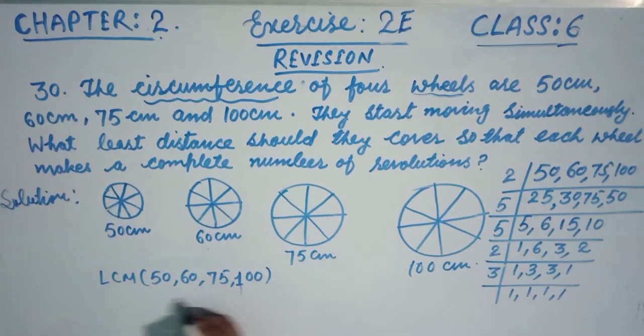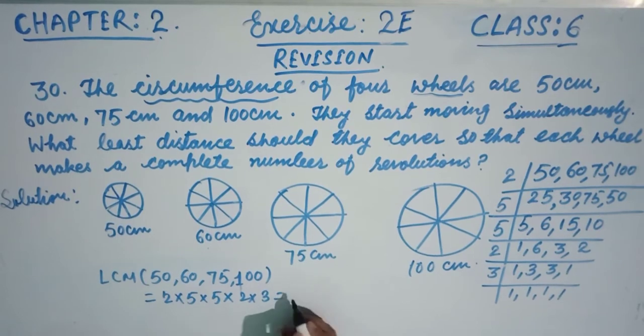Now this is LCM, friends. 2 multiply by 5 multiply by 5 multiply by 2 multiply by 3, this is 300. This is 10, friends, and this is 10. 100 multiply by 3, 300 centimeter. So this is your answer, friends.